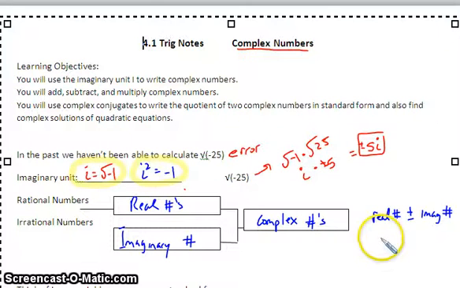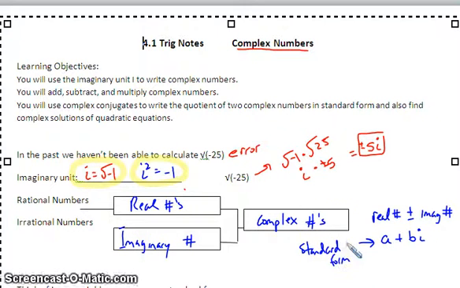The form that we'll typically write it in is A, being the real number, plus B, which is the imaginary number, and then we put an i next to it to denote that it's imaginary. This is going to be called standard form. And anytime we deal with complex numbers, we want to make sure that we're always writing it in standard form.